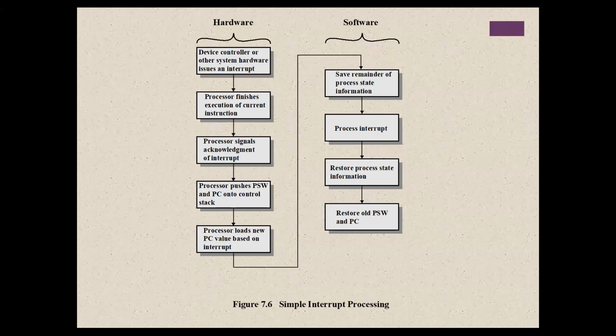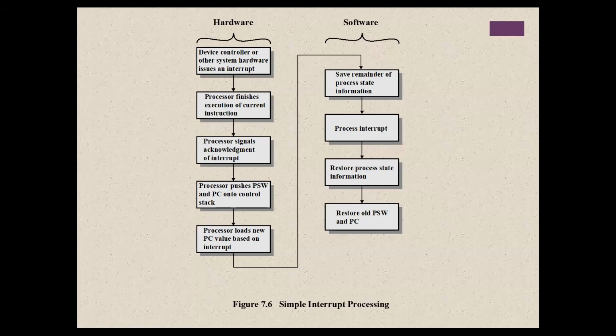However, there is other information that is considered part of the state of the executing program. In particular, the contents of the processor registers need to be saved because these registers may be used by the interrupt handler. So all of these values plus any other state information need to be saved. Typically, the interrupt handler will begin by saving the contents of the registers in the stack.